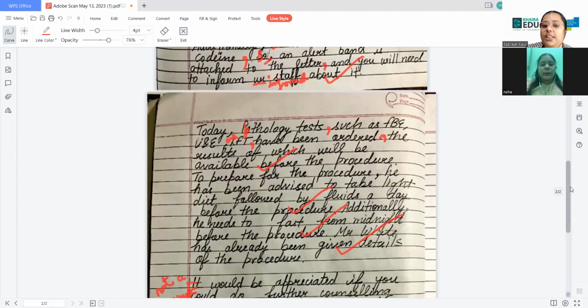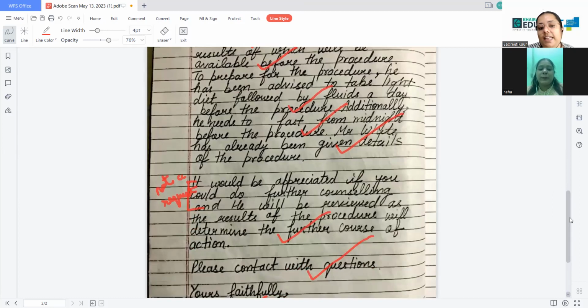Following this, the sentences that you've put in this paragraph are very well written, with very good connection and very good sentence markers. Very well written paragraph, I would say. This was the best paragraph of the letter, so good job. In the final paragraph, there is one error. You've written, "It would be appreciated if you could do further counseling."